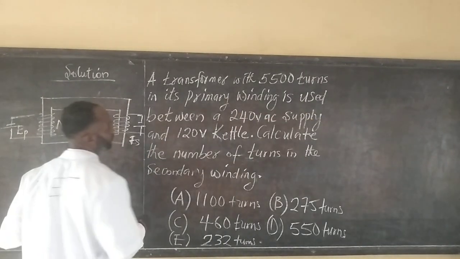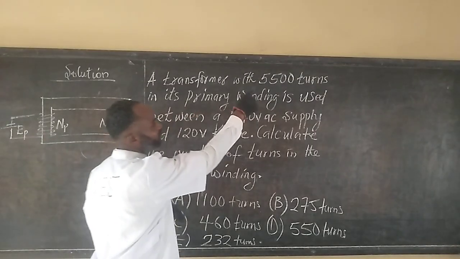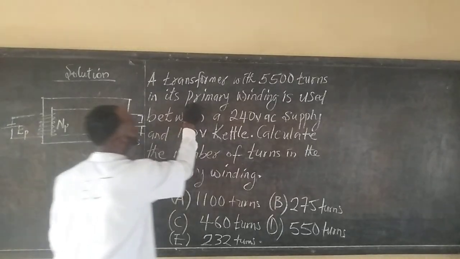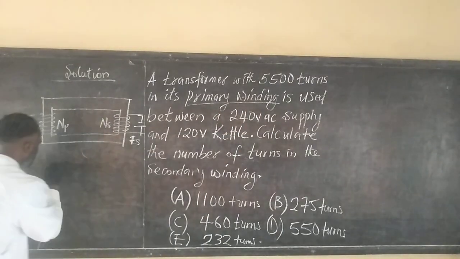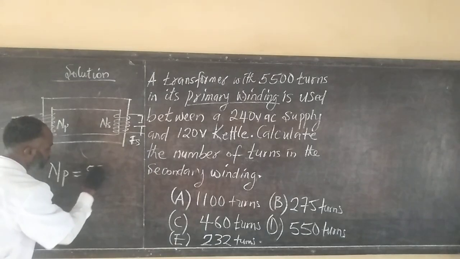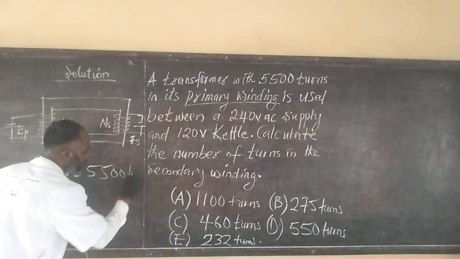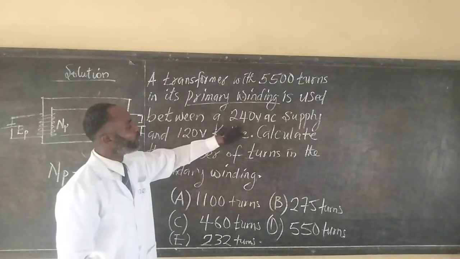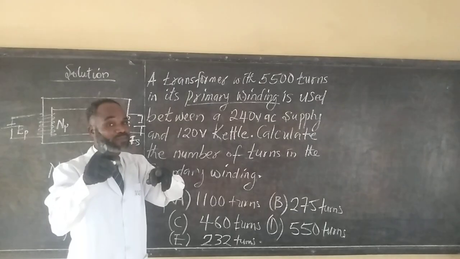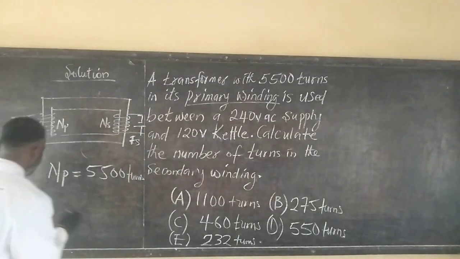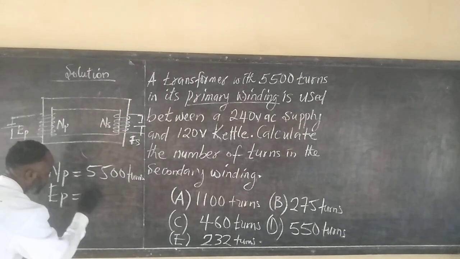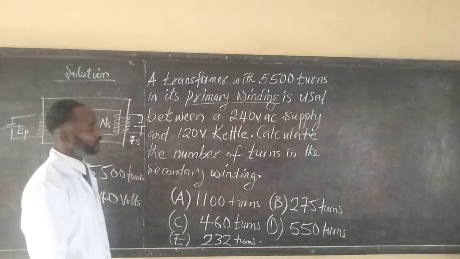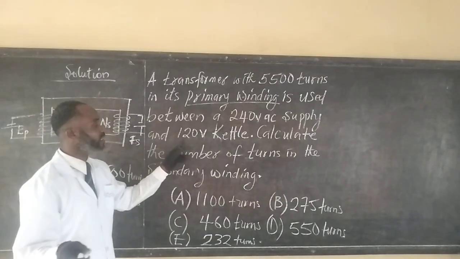Let's bring out our data first of all. A transformer with 5,500 turns, that is NP, the number of turns in its primary winding. NP is equal to 5,500 turns. That's number one. Number two, it is used between a 240 volt AC supply. That's the main supply, that is EP, giving us 240 volts.